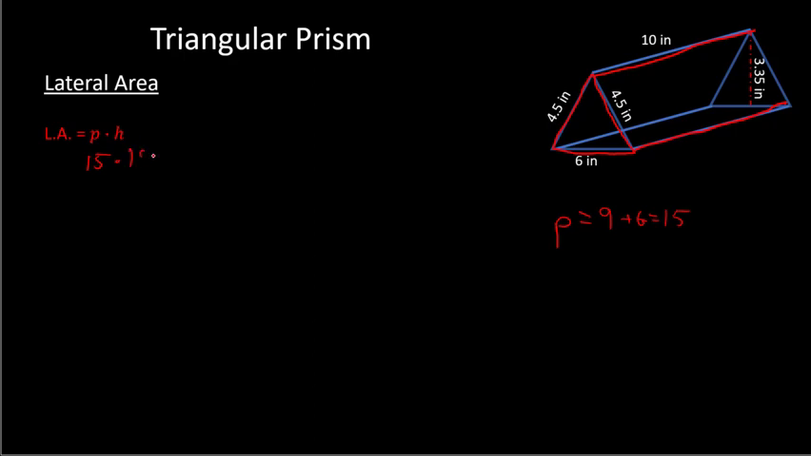So we have 15 times 10, which is 150, and the units are inches. So we have 150 square inches. And that's your lateral area. That's the area of these 3 rectangles, the one on the right, the left, and the bottom put together.